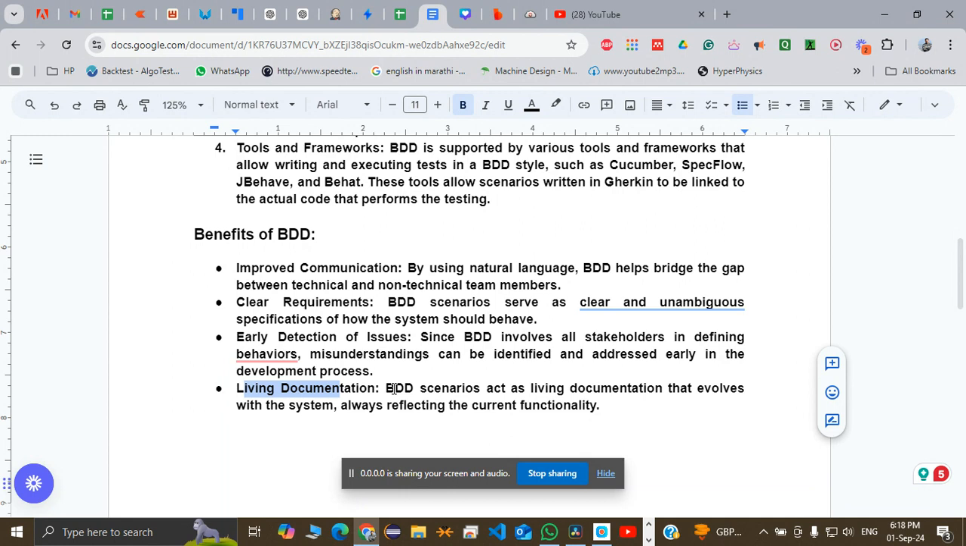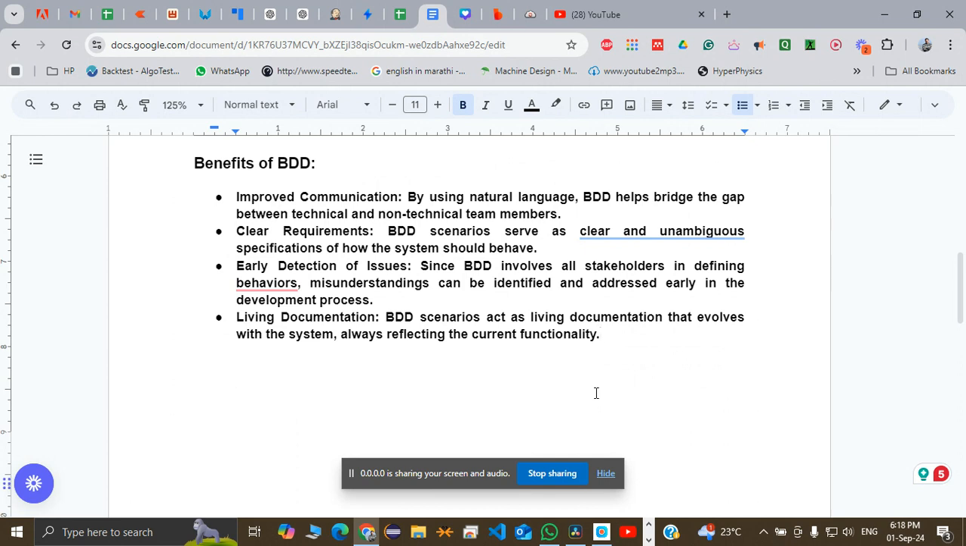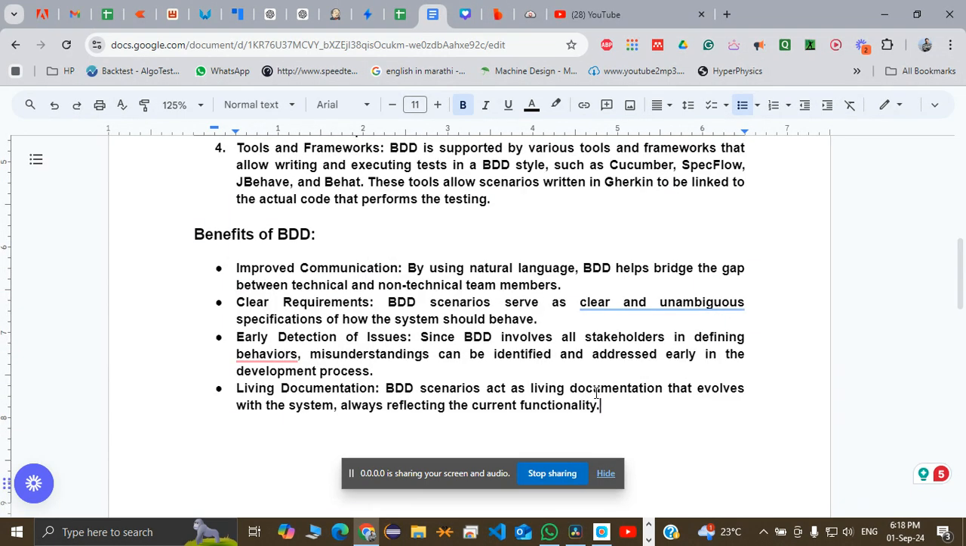Then the living documentation. BDD scenarios act as living documentation that evolves with the system, always reflecting the current functionality. Whenever any development is going to happen, we write the test cases, published by the product owner, the client side, or the stakeholder, and then the development happens. So everybody knows that the BDD is a documentation of the functionality that is actually present on the production side. We can say it's prominent documentation to consider. That's a very important point in behavior driven development.